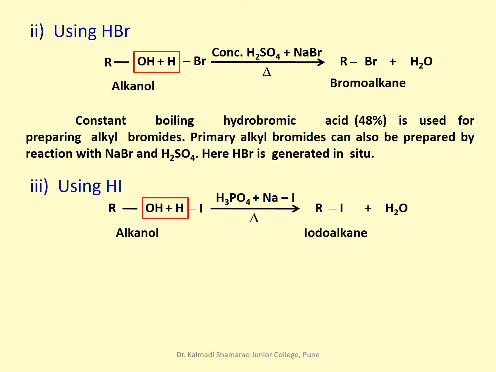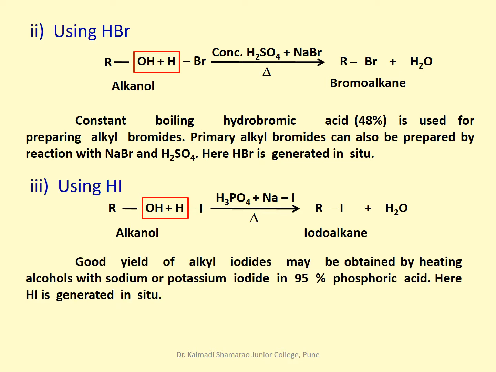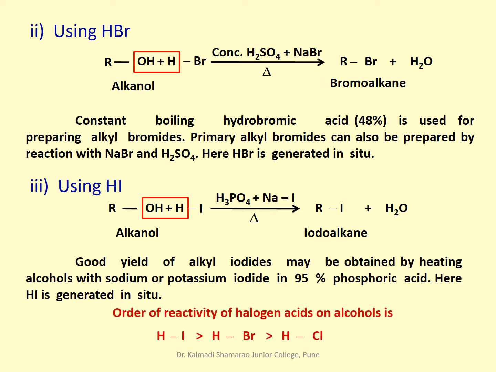Now, using HI for alkyl iodides. A good yield of alkyl iodides may be obtained by heating alcohols with sodium or potassium iodide in 95% phosphoric acid. Again here, HI is generated in situ, that is, in the reaction mixture.